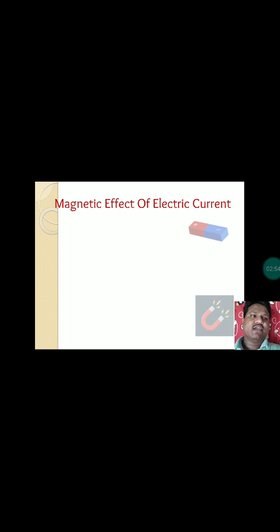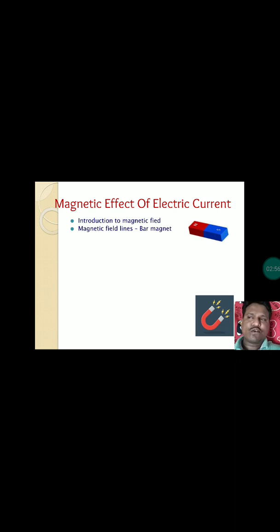Moving to the next topic, that is magnetic effect of electric current. This topic is new for you, and in this we have the introduction to the magnetic field, how the magnetic field behaves, and how we can identify the magnetic field with the help of magnetic field lines. We know there are many types of magnets, but in our syllabus we have had 2 types of magnets since 6th standard: one is the bar magnet and another one is the horseshoe magnet. How electricity and magnetism are interlinked is also part of the topic.